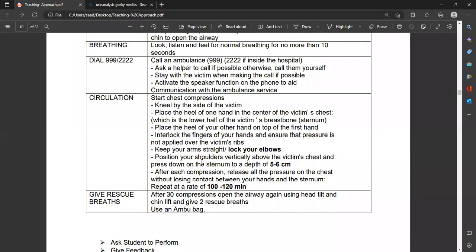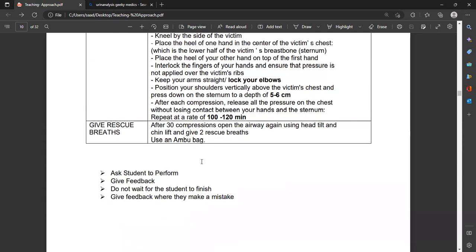You should go 5 to 6 centimeters deep, and the rate should be 100 to 120 compressions per minute. So it should be like this. You can count 1, 2, 3, 4, 5. Just doing compressions and teaching the student that I am doing these compressions. Okay, and then give rescue breaths.